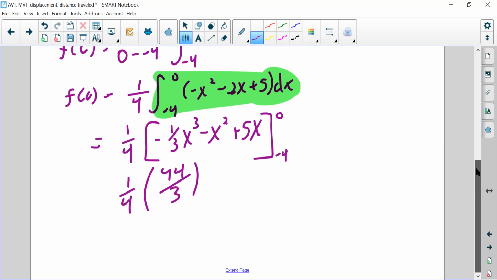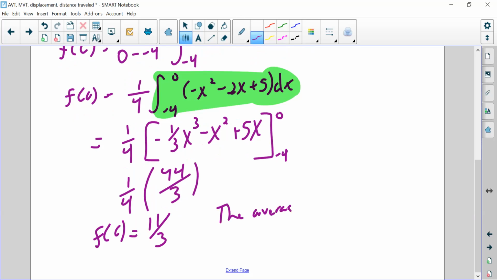Do you need... Yeah, -4 and 0. Okay, and so that gives me 11/3 is f of c. So that tells me the average value is 11/3, or what's that as a decimal? 3.67. So I think it said 2 decimal places.